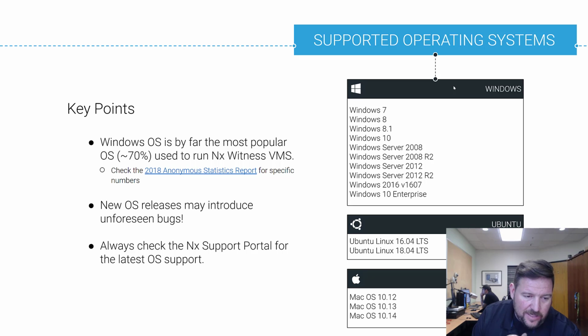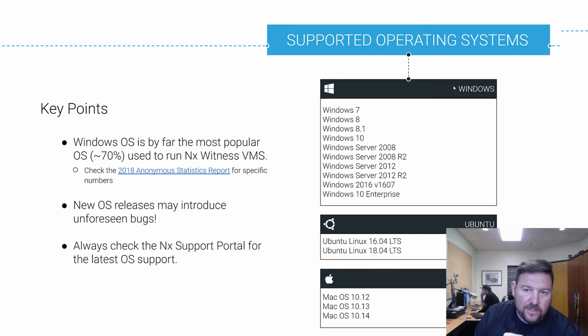New OS releases may introduce some unforeseen bugs, so if Windows comes out with new patches, or a new version, and you install that and try to put NX Witness on it, you may have bug issues. But if that's the case, just let our support know, and we'll usually either publish a patch that addresses the issue, or it'll be supported in the next release version. You should always check the support portal for the latest operating system support when you're designing a system, to make sure you're putting together all the computing technology you need to run a system.